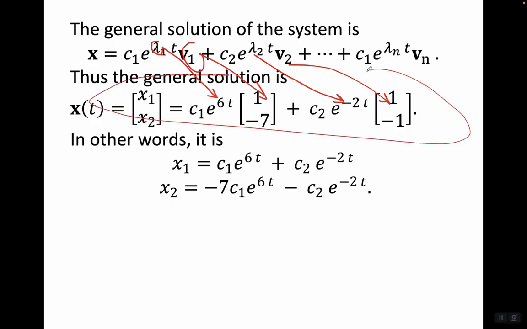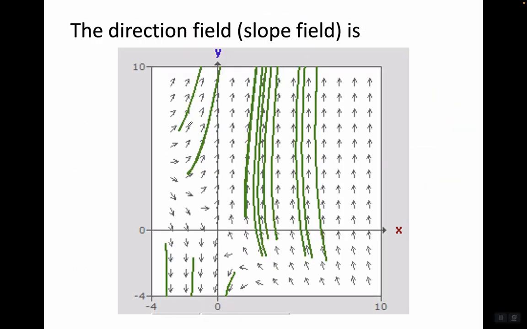If you don't like writing it like that, you can write it like this. So x1 is c1 e to the 6t plus c2 e to the negative 2t. x2 is negative 7 c1 e to the 6t minus c2 e to the negative 2t. And if you were to graph that for different values of c1 and c2, this is what you'd end up with. You'd get a direction field that looks like that.